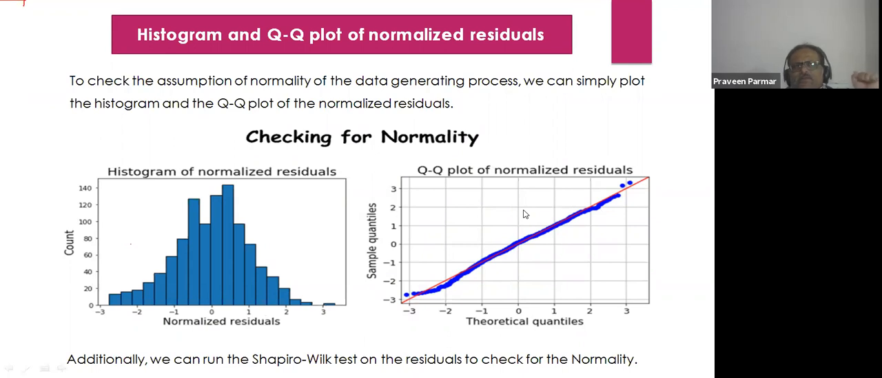Normality of the residuals, sorry. To check the assumption of normality of the data generating process, we can simply plot the histogram and the QQ plot for the normalized residuals. One more thing, additionally, we can run the Shapiro-Wilk test on the residuals to check the normality, which we have learned in the inferential analysis.